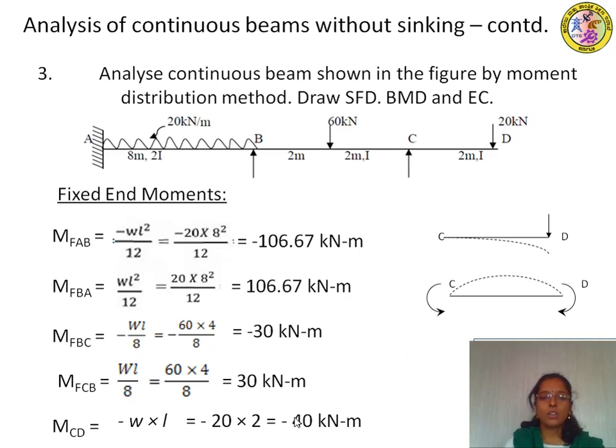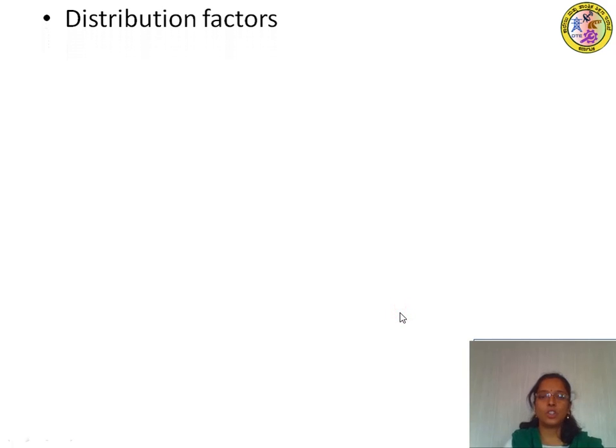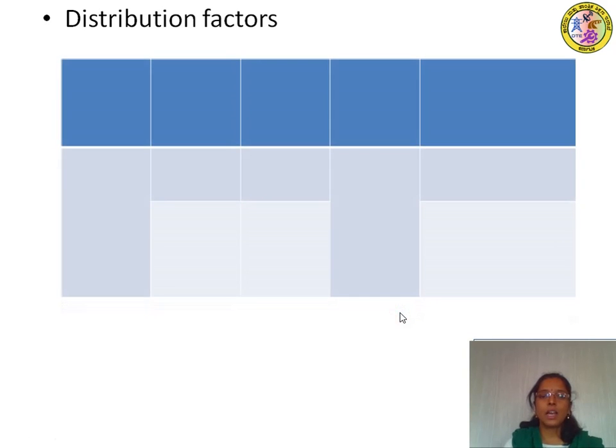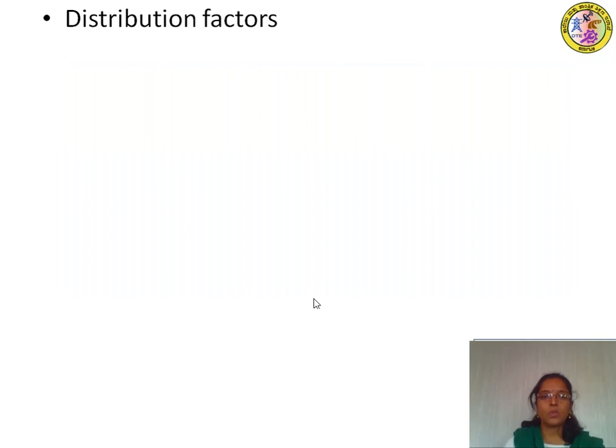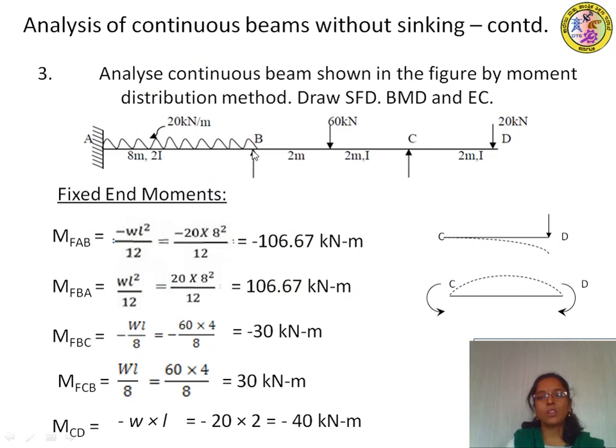So the only addition is that we have to find the moment at the overhanging portion. The next step is to find the distribution factors. It is calculated in the form of a table, and only for the intermediate joints. In this, we have only joint B as the intermediate joint. C is not an intermediate joint; this is the extreme support, and we don't have any support beyond C. Therefore, only B is the intermediate joint for which we have to find the distribution factors.